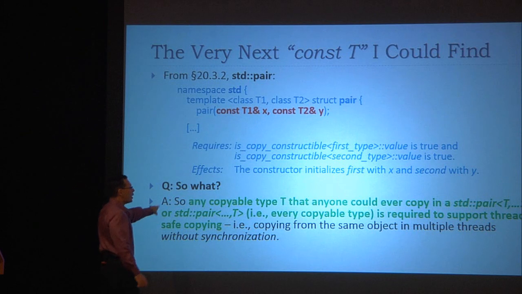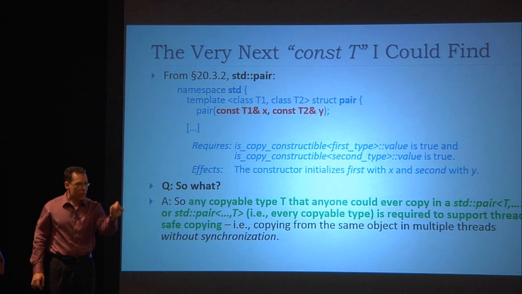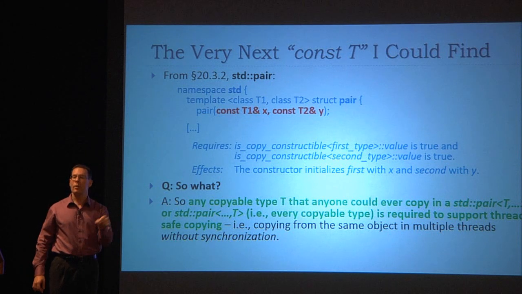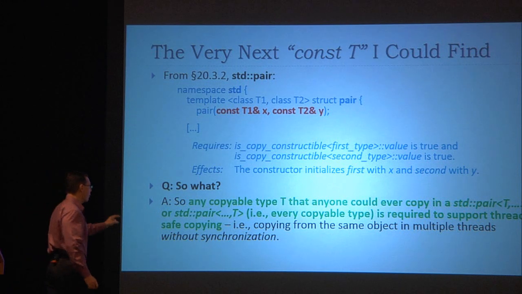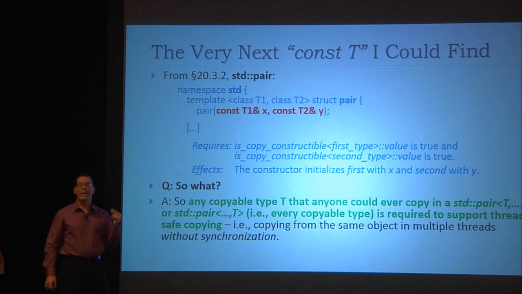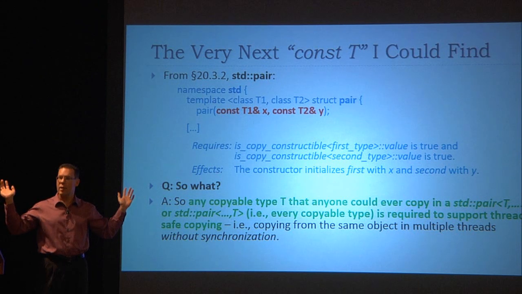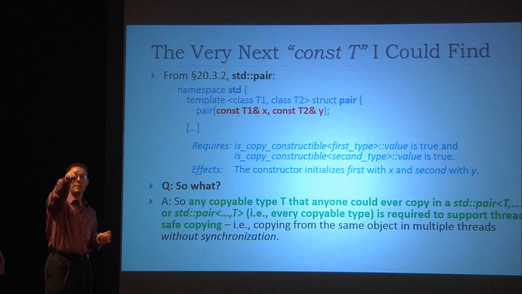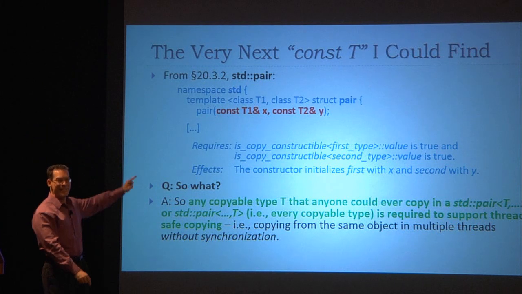That means any copyable type T that anyone writes, anyone, not just you, if you ship it to others, that could ever be put into a std pair is required by the standard, no ifs, ands, or buts about it, to have thread-safe copying, where you are allowed to copy from the same object in multiple threads without any synchronization, and that had better work. So who was it who said you want that to work? You no longer have to tell them you want it. You can say the standard says so.